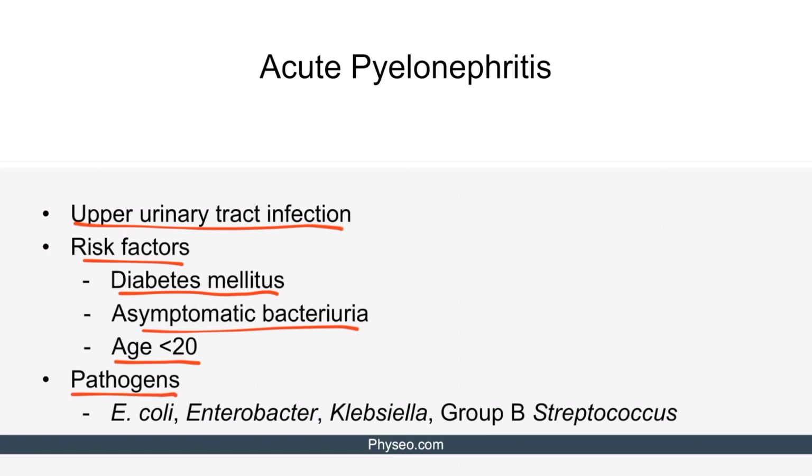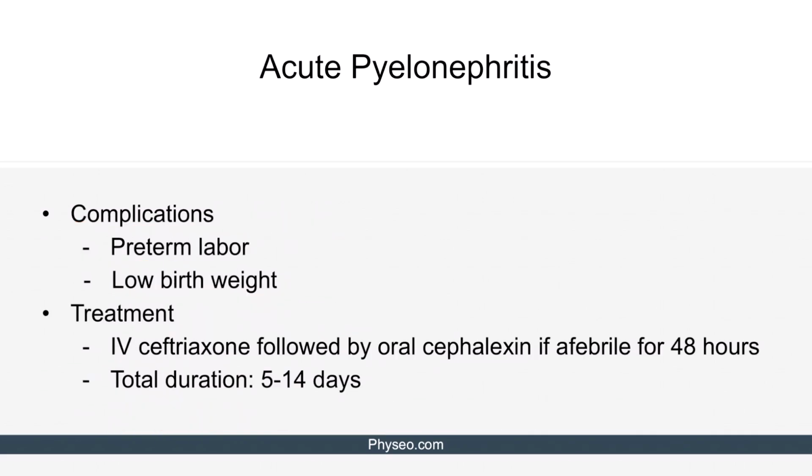And the common pathogens causing acute pyelonephritis include E. coli, which is the most common cause. There's also Enterobacter, Klebsiella, and group B strep. Okay, what are the fetal complications of acute pyelonephritis? Well, being born early is not healthy for the fetus, and also being born at a low birth weight, which is really a product of preterm birth.